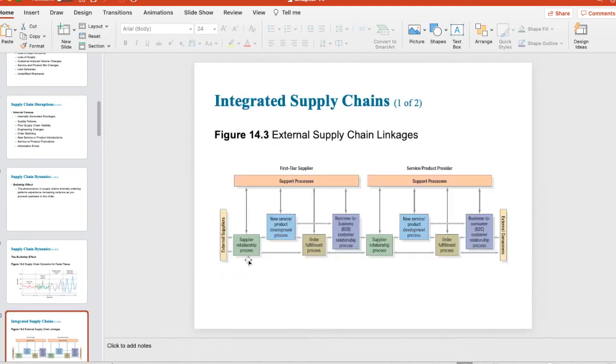Now we jump into the specific supply chain integration process. You can clearly see here that within a supply chain, in order to integrate the whole supply chain, there are 4 different nested processes that we have to deal with and also need to improve. The middle 2 processes, new service or product development and order fulfillment, are more internal. However, the supplier relationship process is more related to how we negotiate with the upstream firm. And on the other hand, the customer relationship process is more related to how we deal with the downstream firm.